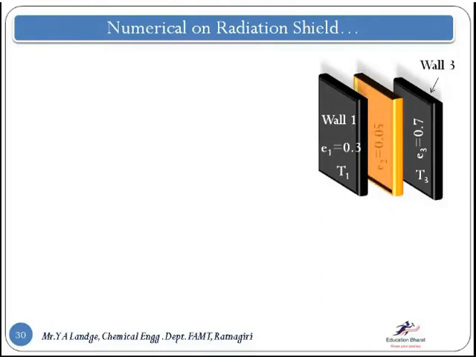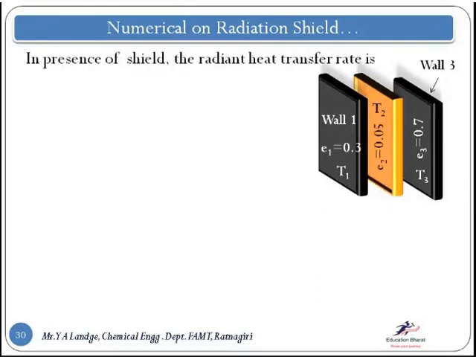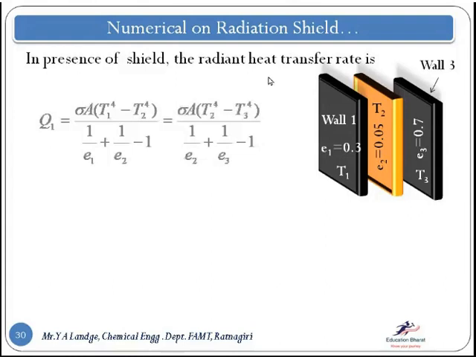Now for this case, what will be the equation? In presence of the shield, the radiant heat transfer rate is, this is the equation we solved in the derivation. Q1 equals sigma A (T1 raised to the power 4 minus T2 raised to the power 4), upon 1 upon E1 plus 1 upon E2 minus 1. And again the heat is transferred from the second surface to the third one, and between these two planes we have this equation: sigma A (T2 raised to the power 4 minus T3 raised to the power 4), upon 1 upon E2 plus 1 upon E3 minus 1.